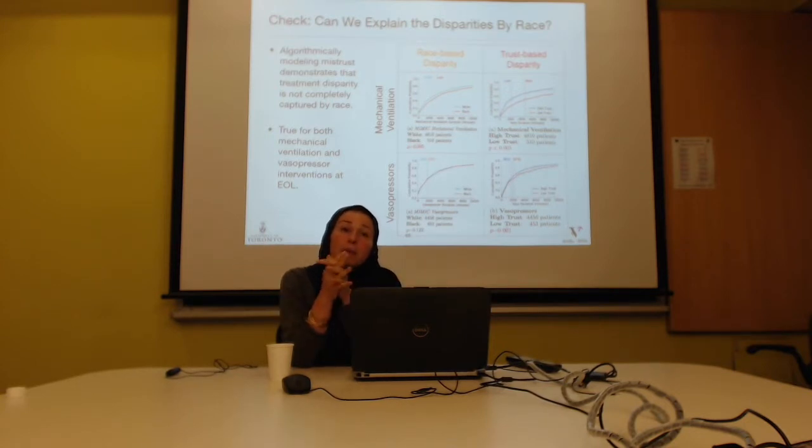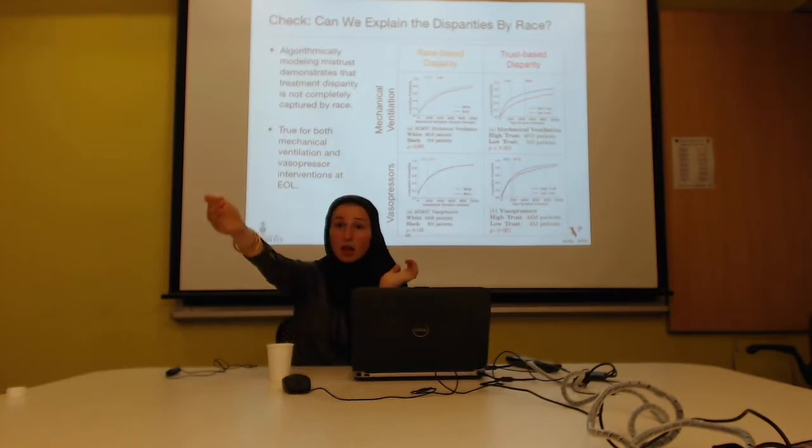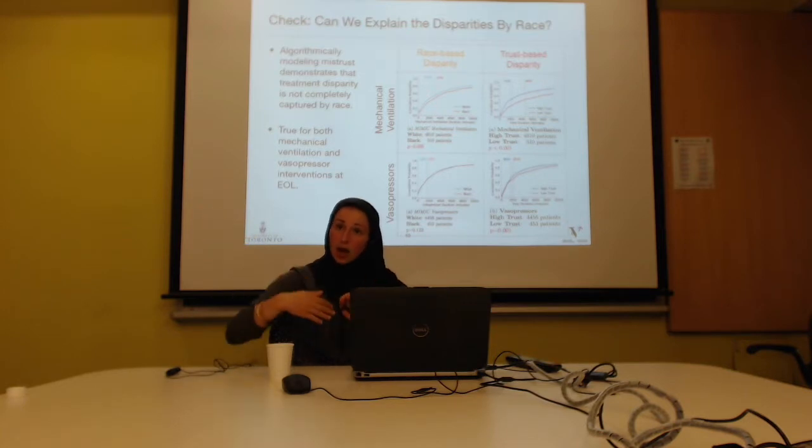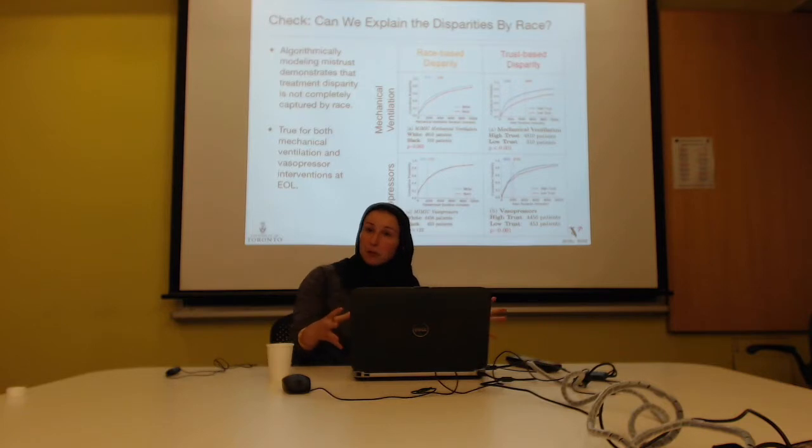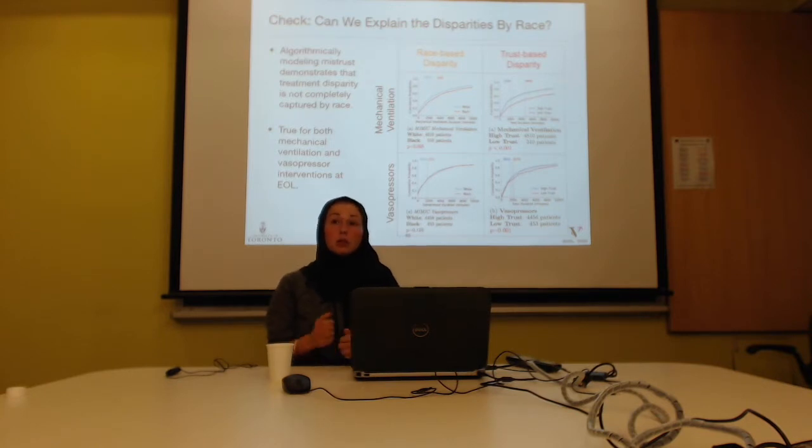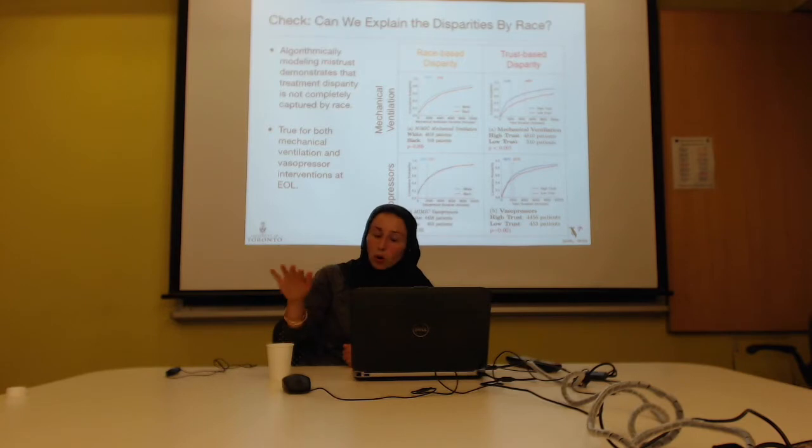Because there were some people who trusted the doctor, and then they got the better care, even though they were African American and might historically not have trusted the doctor. And then there were some white patients who did not trust the doctor, were deemed as aggressive, and they also got aggressive end-of-life care. But they are correlated.